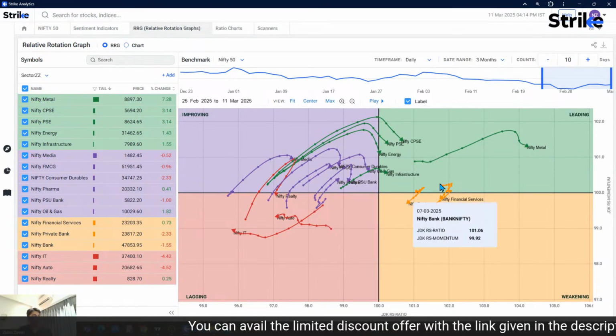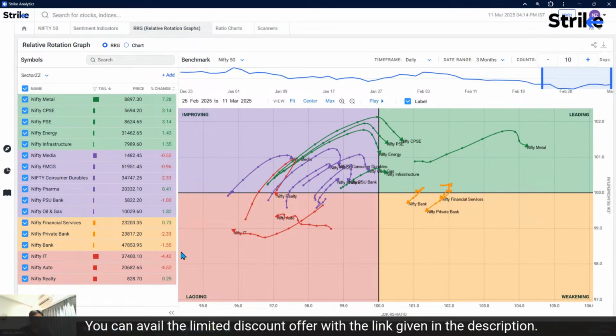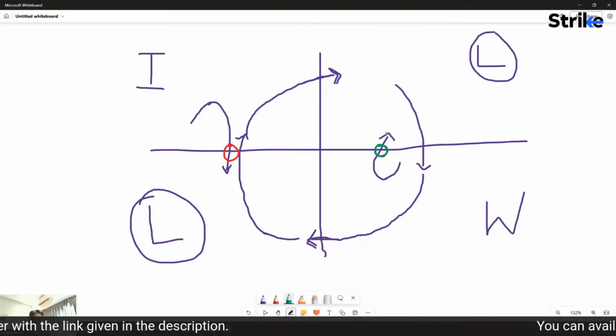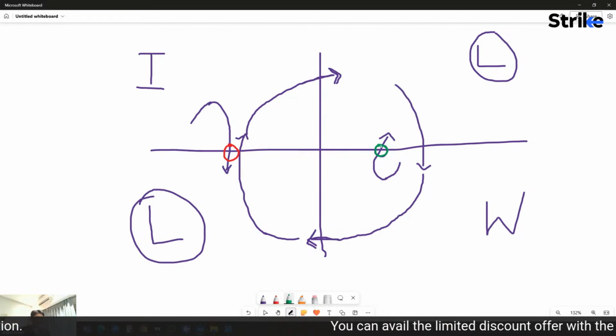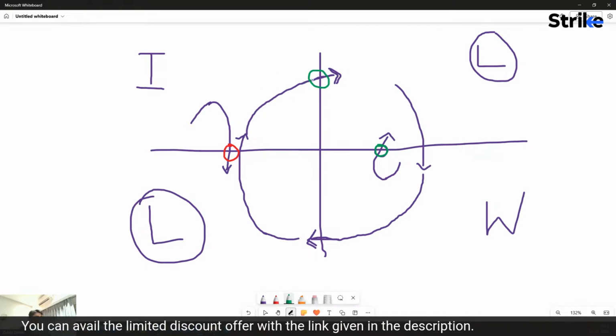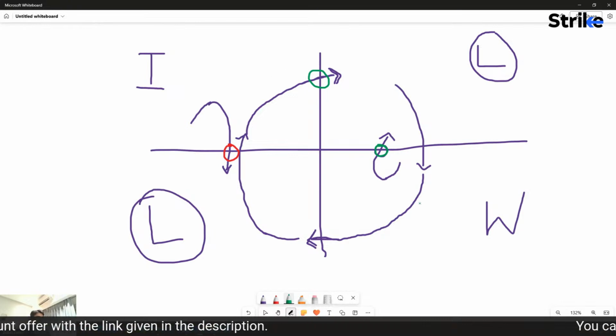So Sushil ji, which quadrant should we choose ideally? As I said over here, it's pretty simple. Any sectors which are getting directly into the leading quadrant, which are crossing borders, this is the best case scenario. The second scenario is over here, where it is entering the leading quadrant from improving. So these are the two best case scenarios.